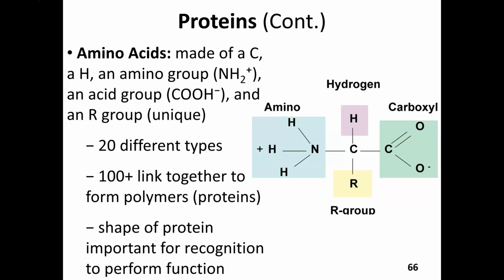So amino acids contain a central carbon. Then we have an amine region over here, a carboxyl region over here. We have a hydrogen bond, and then we have this R group. The R group is the unique structure that makes each amino acid different. So there are 20 different R groups that make the 20 different amino acids. And like I said, there are 20 different amino acids. They make up every single protein.